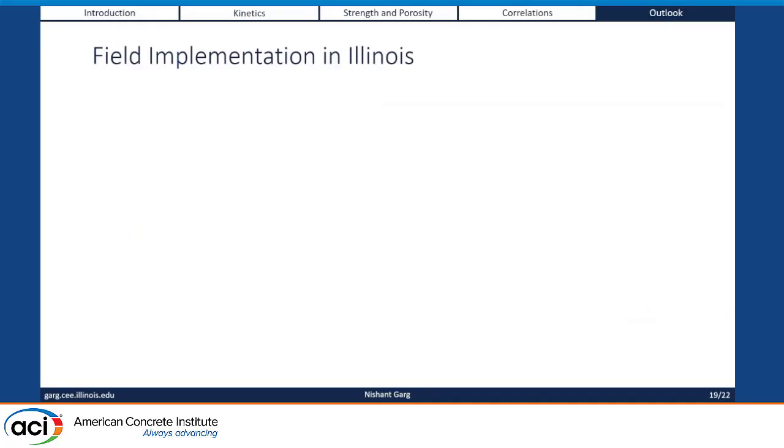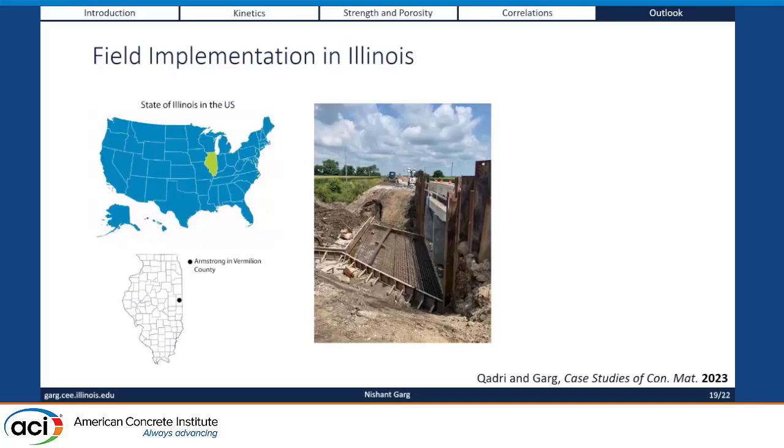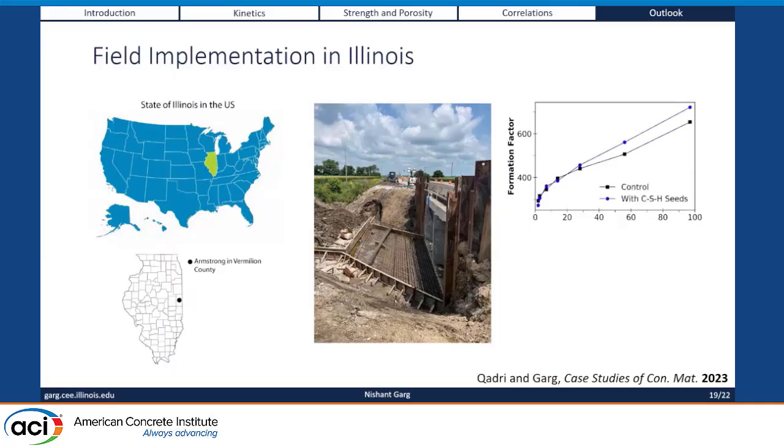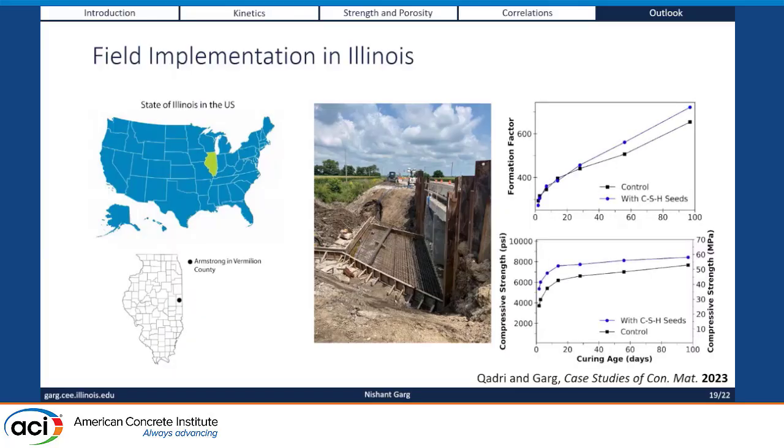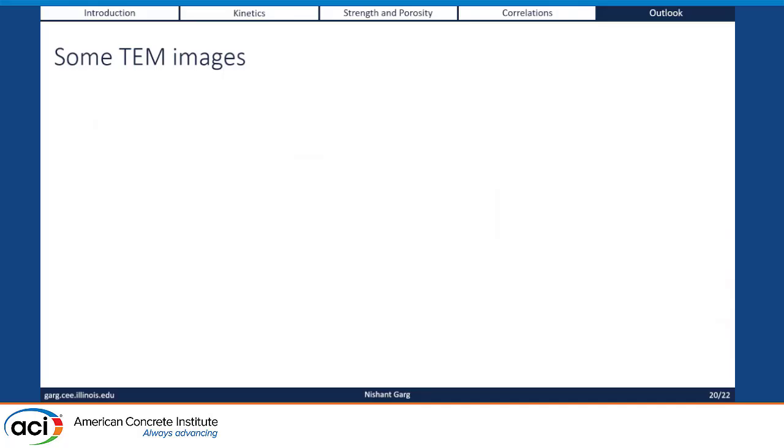So in the end, we convinced the Department of Transportation, okay, well, this is some promising results, why don't we try implementing it in the field? So we did this in a box culvert in the town of Armstrong, and there also we actually see pretty interesting results with the CSH seeds. You do see a bump in that early strength, and this is exactly what we wanted. So I think these admixtures could have potential wherever you need that early strength, and especially in cases where your early strength is low, when you have high SCMs.